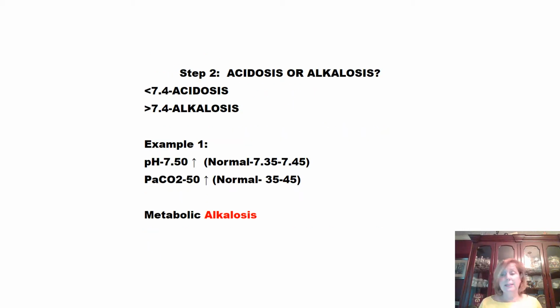Step 2, is it acidosis or alkalosis? So looking at your pH range, is it low as it relates to 7.4, or is it high as it relates to 7.4, making that an alkalotic state. So in this case, looking at your pH, it is elevated. So this is metabolic alkalosis.